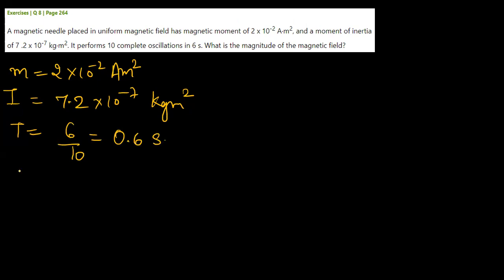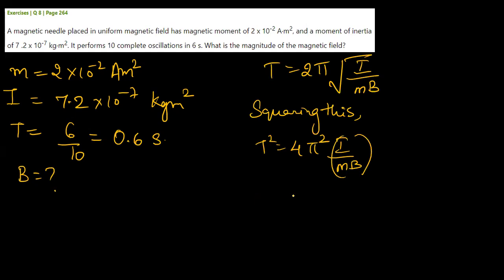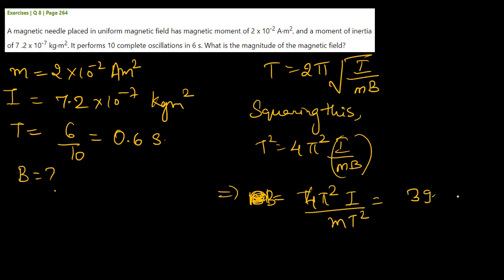What is the magnitude of the magnetic field B? We know that T equals 2 pi root I upon MB. Squaring this equation, you get T square equal to 4 pi square I upon MB. Therefore you need to find B, so B is equal to 4 pi square I upon M into T square. Substituting the values, you get 39.48 into 10 raised to minus 4 Tesla. This is the magnetic field value.